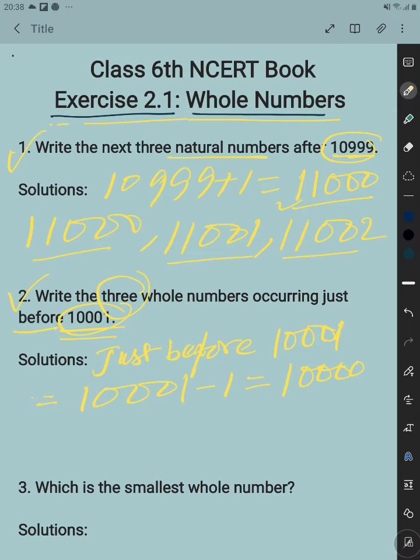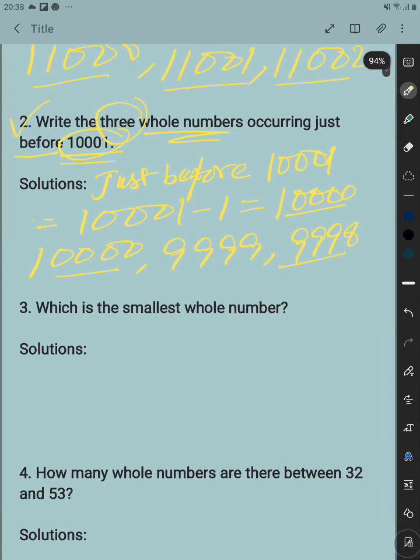So we need to go the minus way also. First one will be 10,000, and now you need to subtract 1 from this. So what will we get? 9,999, and with one more minus, you will get the next number, 9,998. So these are the whole numbers occurring immediately before 10,001, and these are whole numbers also. Okay, fine. So this is the answer of the second question.